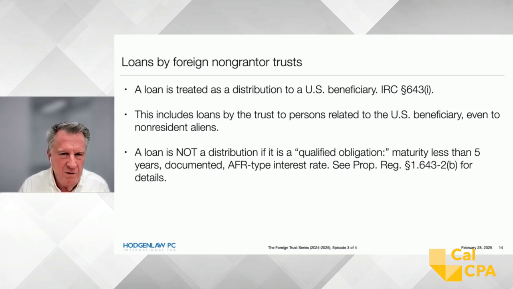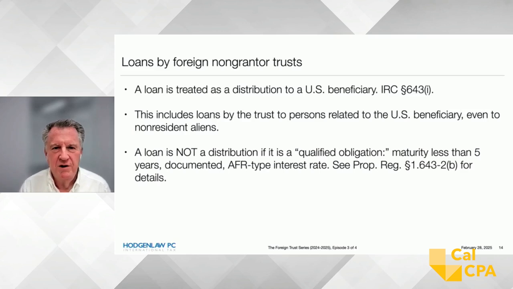And I'm going to talk a little bit more about related party stuff, but any time you see a loan out of a foreign non-grantor trust, really scrutinize it carefully. Who is the borrower? Is the borrower related in some way to the U.S. beneficiary? Because if there is, there's a big problem with it. And the proposed regs that came out in May 2024 go into some depth on this.